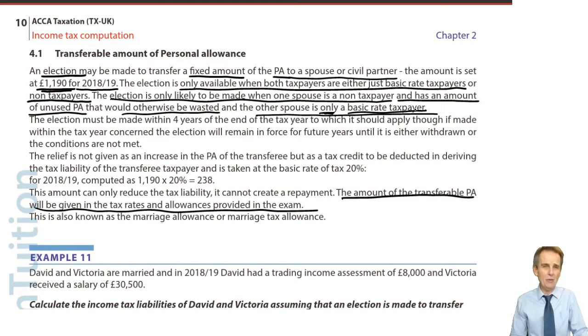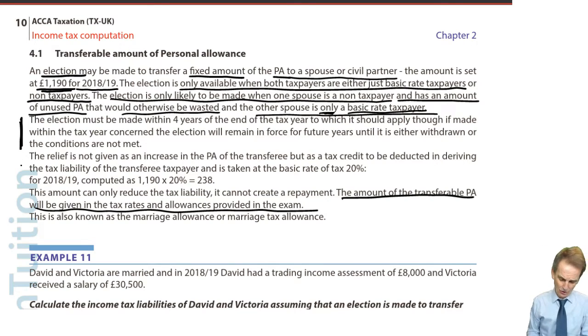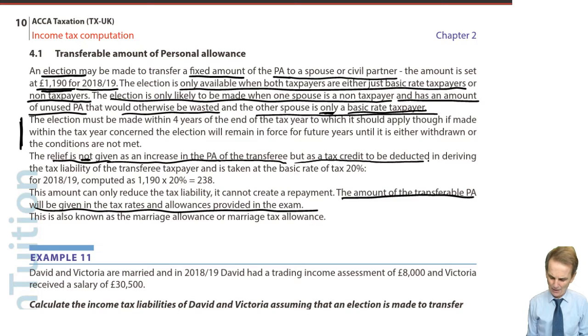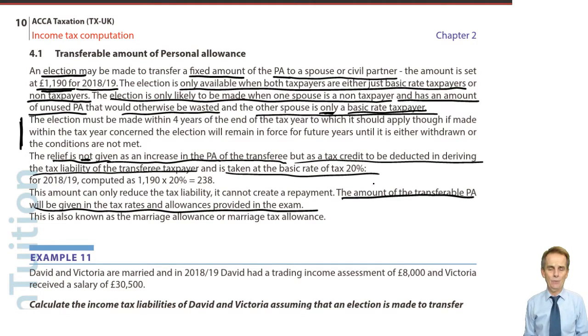It doesn't just increase the personal allowance of the transferee spouse. Instead, what happens is we get it as a reducer. Now, this little bit here is talking about just the election and the administration of the system. I'll come back to that in a moment. But the relief is not given as an increase in the personal allowance of the transferee spouse, but instead as a tax credit to be deducted in deriving the tax liability of the transferee taxpayer, and is given at the basic rate of tax of 20%.